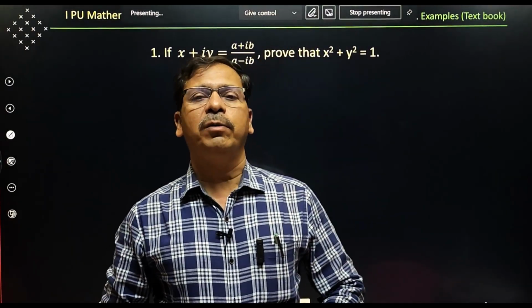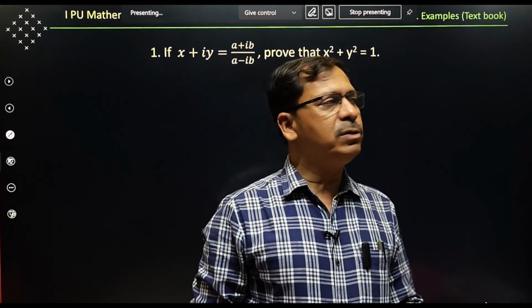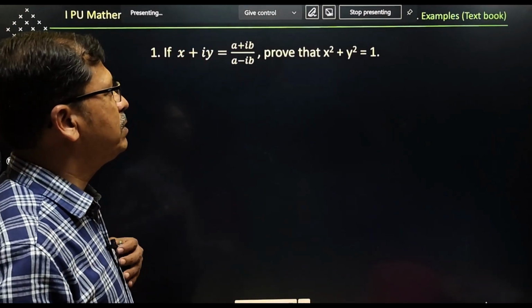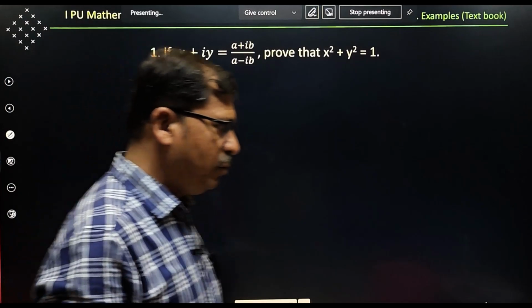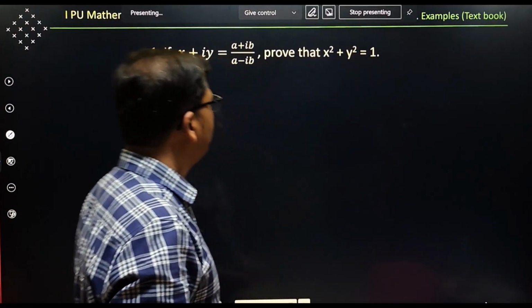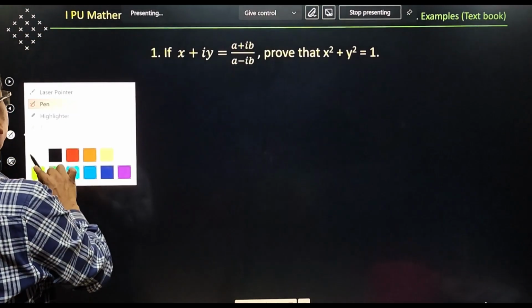Okay, welcome students. Let me continue our next class on complex numbers. Here mainly I want to continue some examples from your miscellaneous exercise from your text. See, the questions are very interesting in today's class. Let us try to understand.